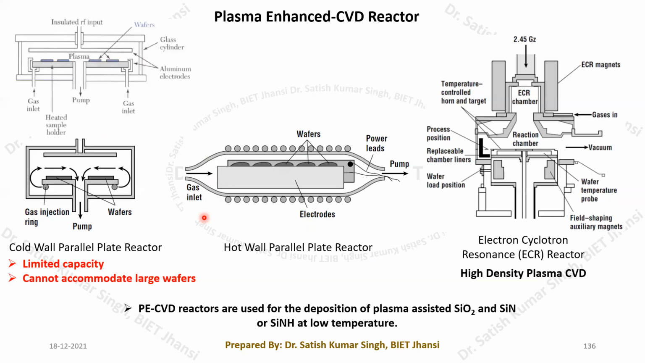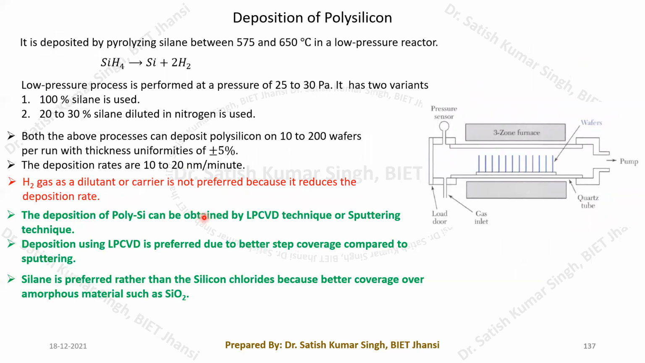Now you can see how polysilicon can be deposited. If you remember, I said that the hot wall reduced pressure LPCVD chamber can be used. This particular reactor can be used for deposition of polysilicon. So how is it deposited? Basically, it is the pyrolysis of silane. We take silane gas, and pyrolyzing means thermally decomposing the silane.